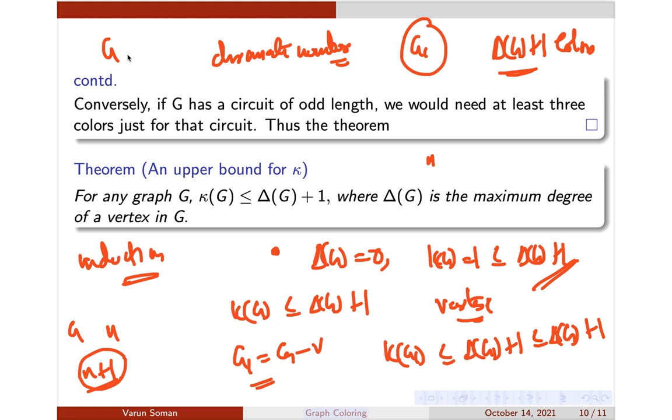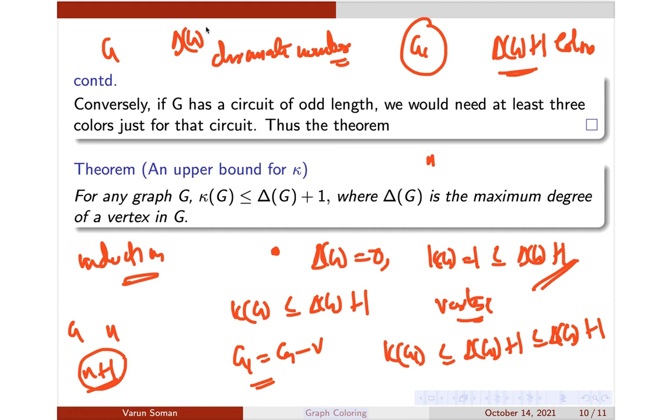Now we'll have to color this V also. All other vertices have been colored, so you will have to color V. What can be the maximum number of adjacent vertices of V? It need not be the maximum degree, but the maximum number can be the maximum degree. So at maximum it can have delta G adjacent vertices.